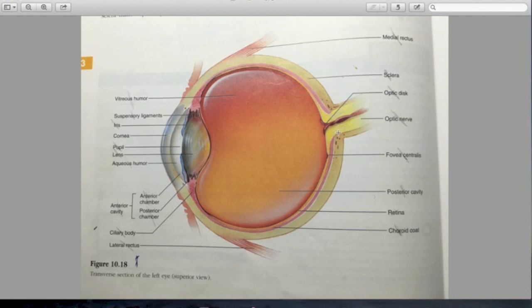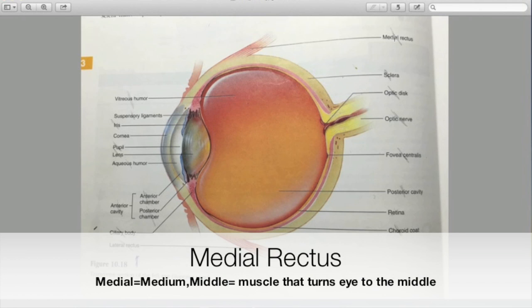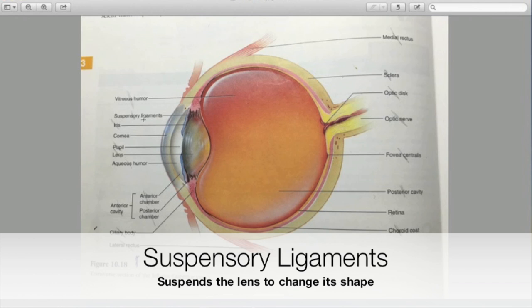So, my first learning device is for the medial rectus. If you think about it, medial, it turns the eye to the middle. And for suspensory ligaments, think suspend, which contracts and suspends the lens. That's how I remember it.